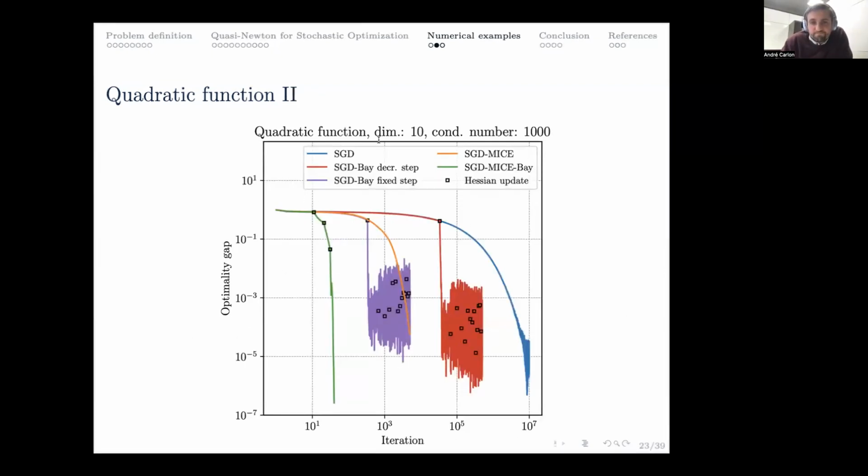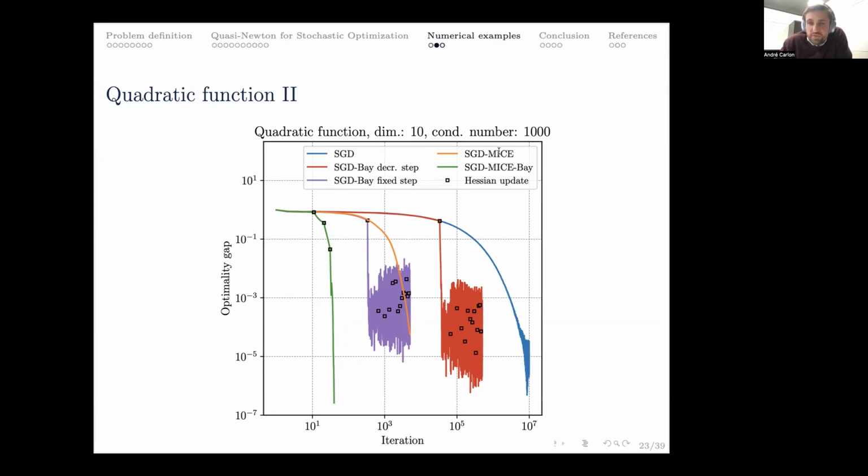So here, we have this quadratic function with dimension 10, and we have a condition number of 1,000. We can see that SGD in blue is taking 10 million iterations to reach this final cost. We run all the methods until we reach the same number of gradient evaluations, so the same cost. We see that if we use MICE, we get much faster convergence in terms of number of iterations, at least for the same cost. Maybe we don't get as far, but it doesn't wiggle as SGD is wiggling here.